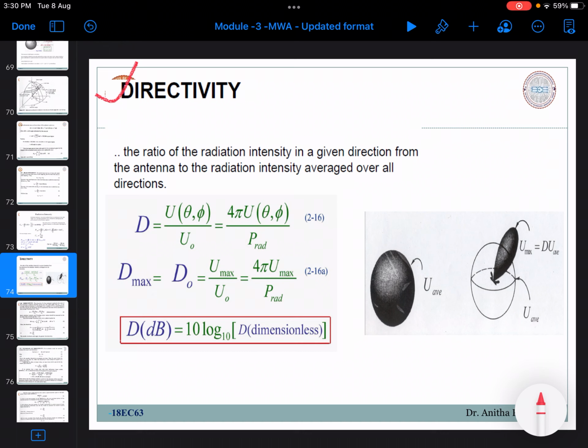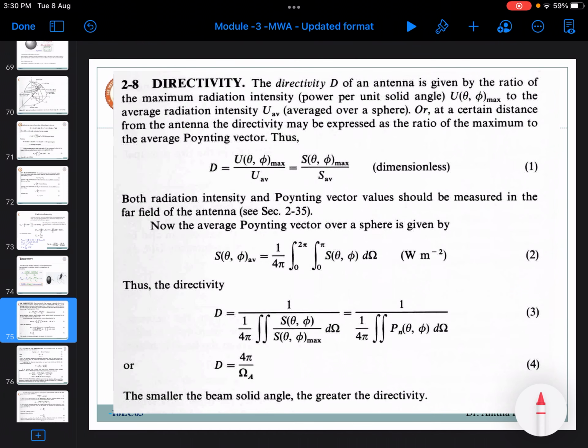Then another parameter which we call directivity. It is defined as the ratio of radiation intensity of a given antenna in a given direction to the radiation intensity averaged over all the directions, U by U0 or S by S0. Or you can also express this, because U0 is nothing but P radiated by 4 pi, by substituting that, in this manner. If I want to maximize this, then you can maximize the parameter U as U max. Then you can also express that in terms of decibels.